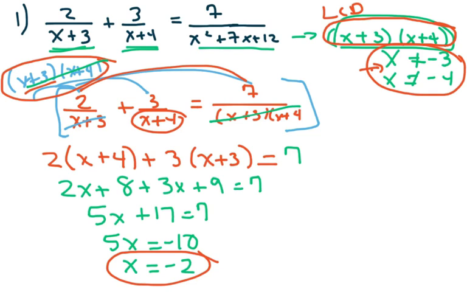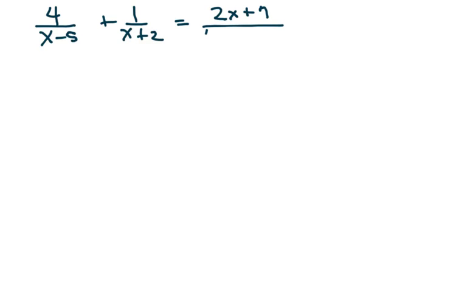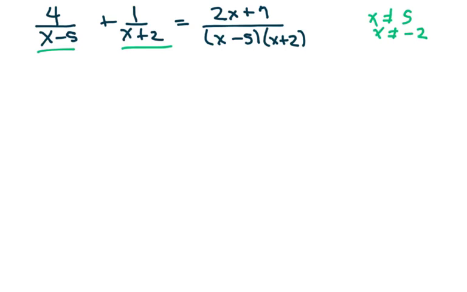Okay, the next 3 problems are very similar. So let me write it out. We have 4 over x minus 5 plus 1 over x plus 2 equals 2x plus 7, and I'm going to go ahead and factor this, x minus 5 times x plus 2. So by looking at each of these pieces here, x cannot be 5 and x cannot be negative 2, because that would make the denominator 0. Those are my restrictions. That's your first step.